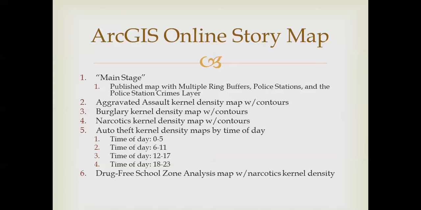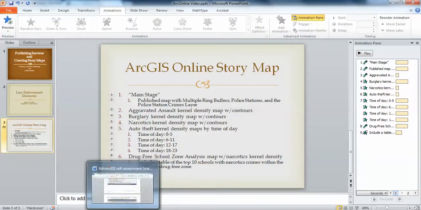So we're going to do an analysis there to find out what the top 10 schools are that actually have a large number of narcotics-related crimes within that 1,000-foot boundary, that 1,000-foot buffer. So let's take a look at ArcMap.